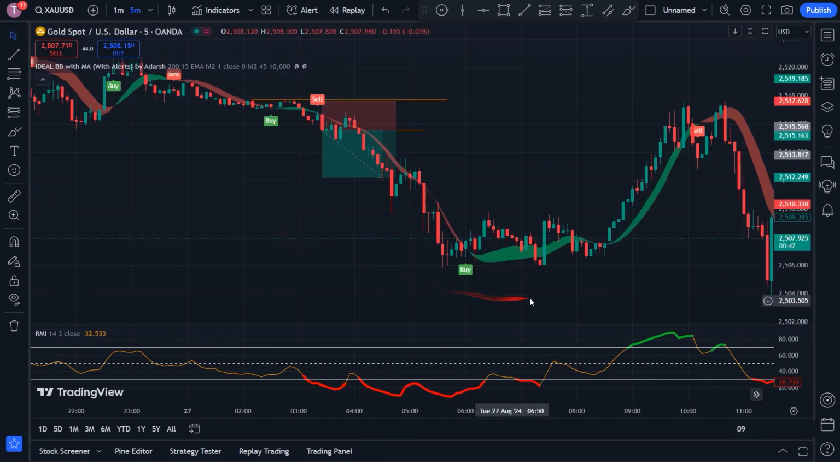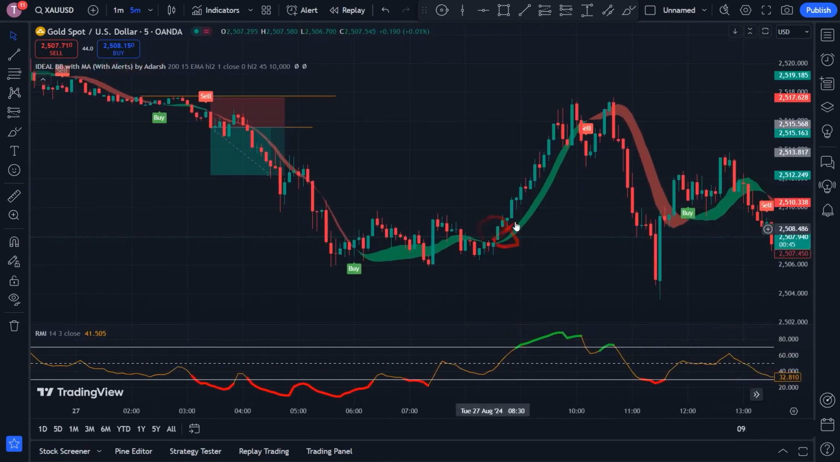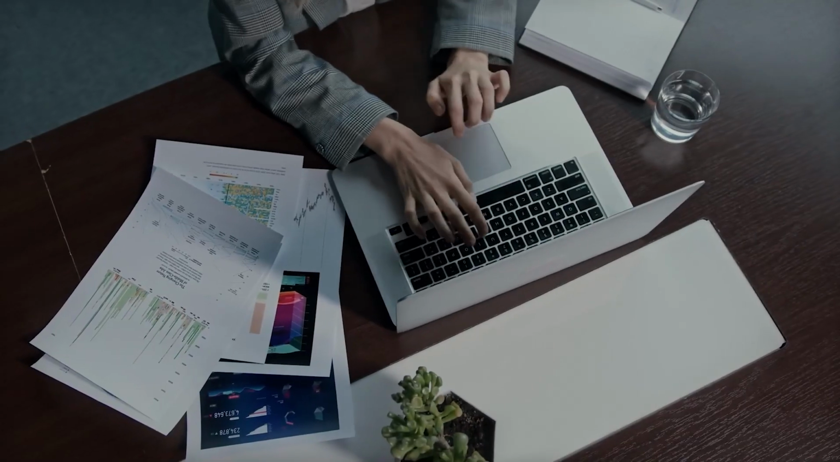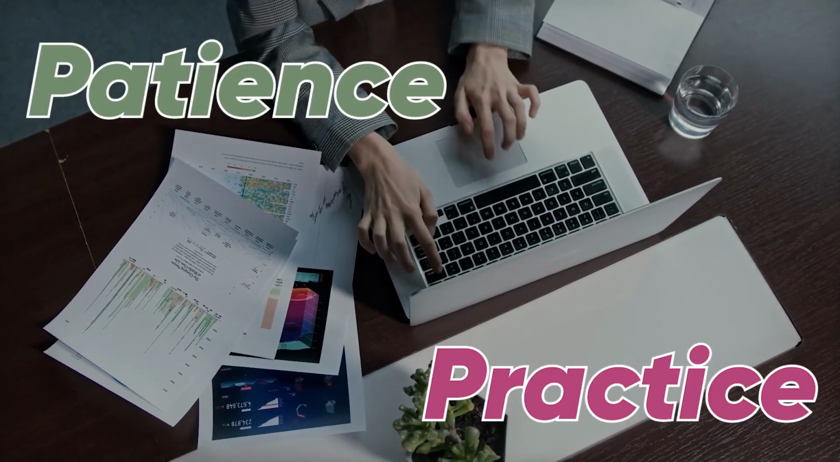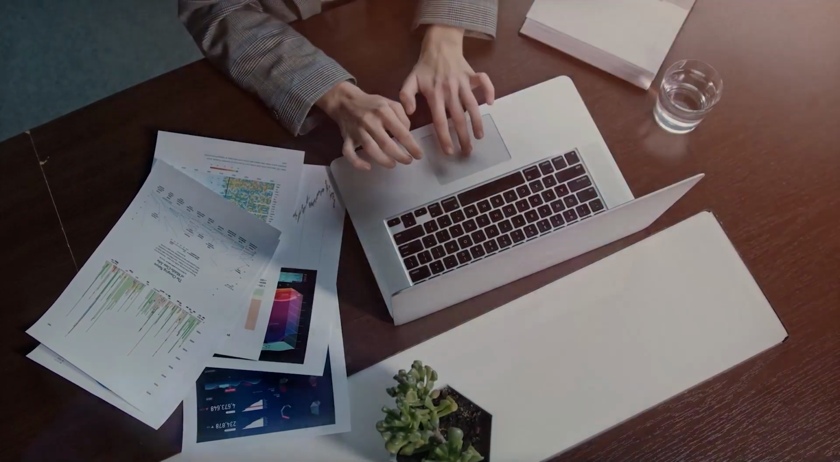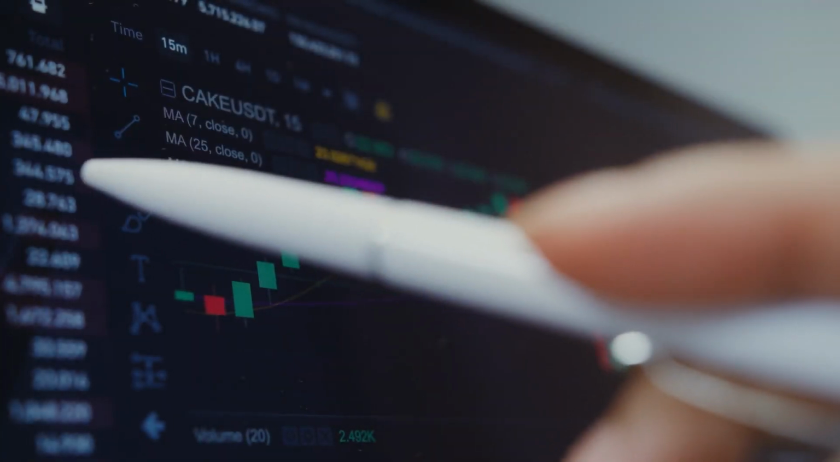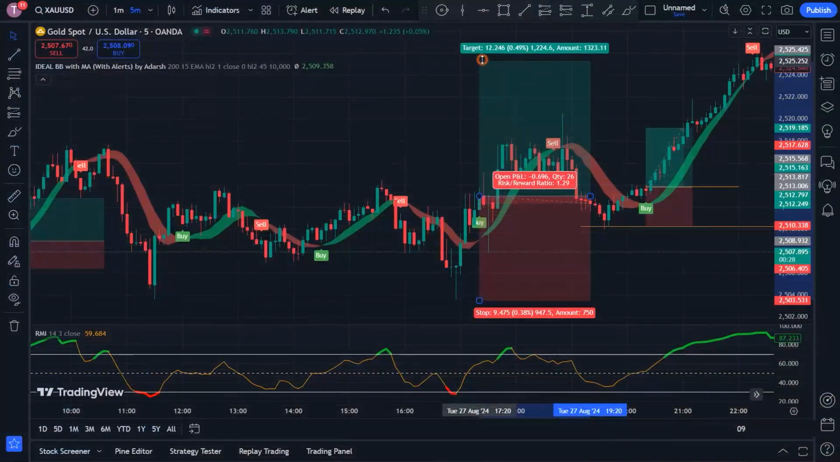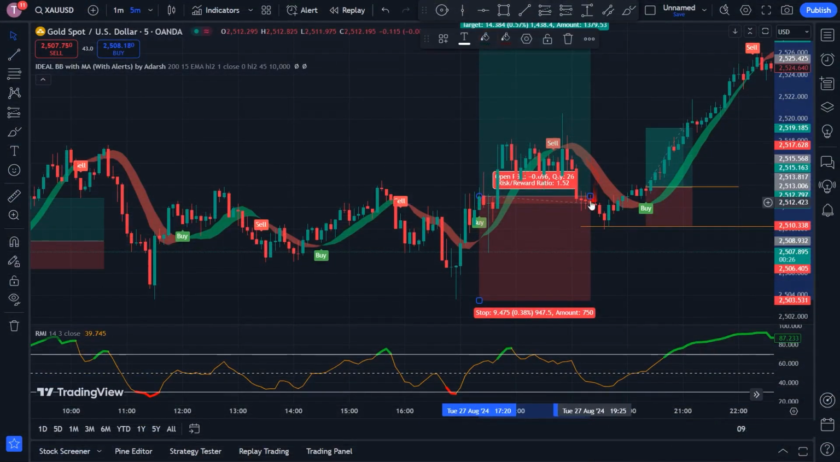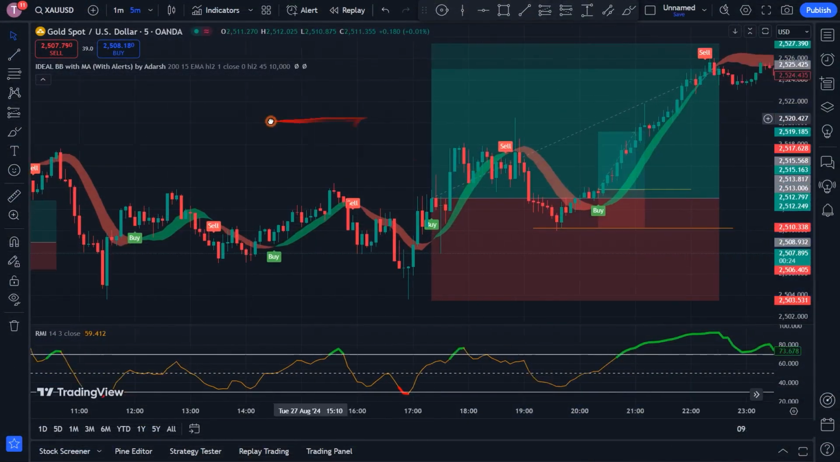Thank you for staying with me this far. I hope this simple and practical strategy helps you become a successful trader. Remember that the key to success in trading is patience and practice. Make sure to practice this strategy several times on a demo account before trying it on a real account to master it. If you have any questions or need further guidance, I'd be happy to help you.